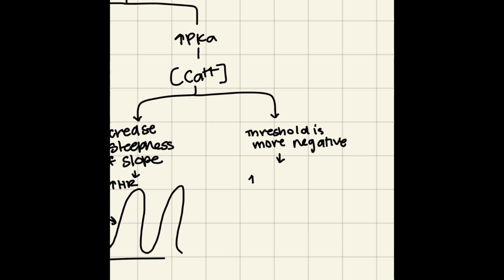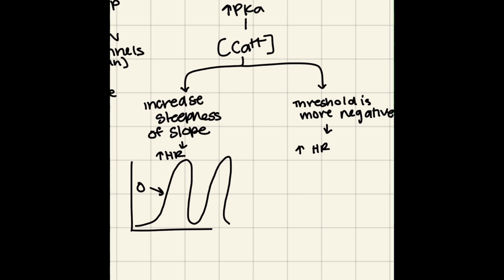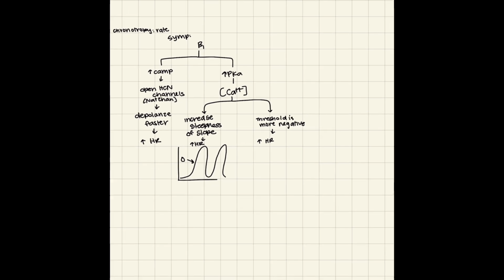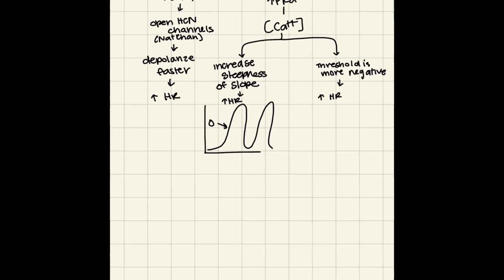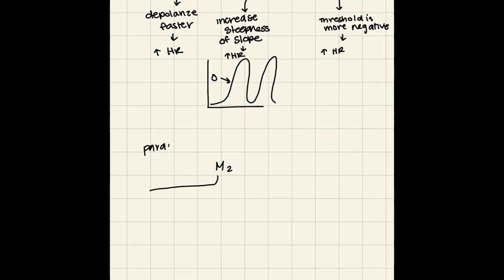And that also will increase heart rate because you get to threshold easier because it's more negative. So once you hit that, and the calcium channel's open, then you just go. And then your parasympathetic nervous system also has an effect. But your parasympathetic nervous system obviously is going to slow down your heart. So your muscarinic 2 receptors also have some control here.